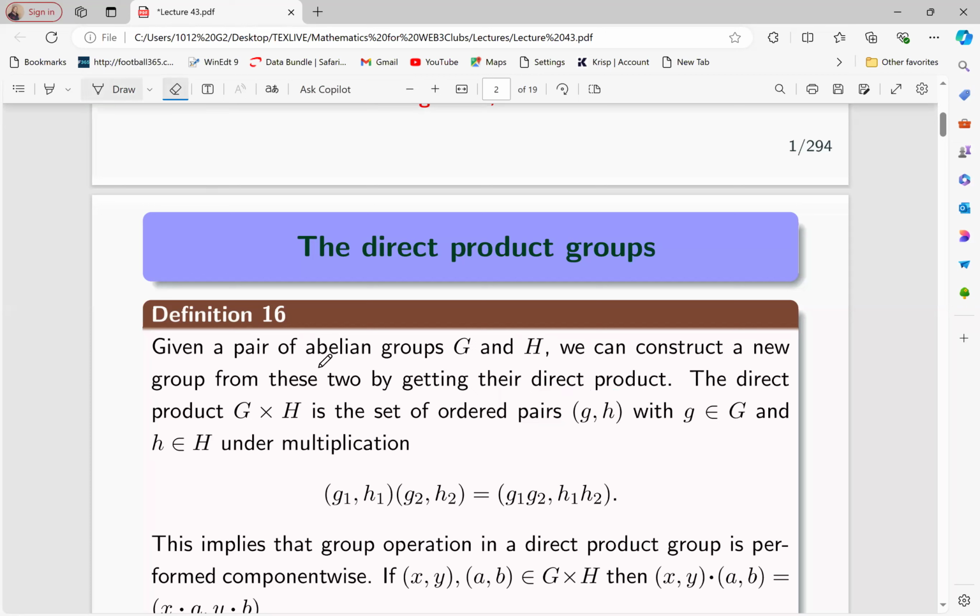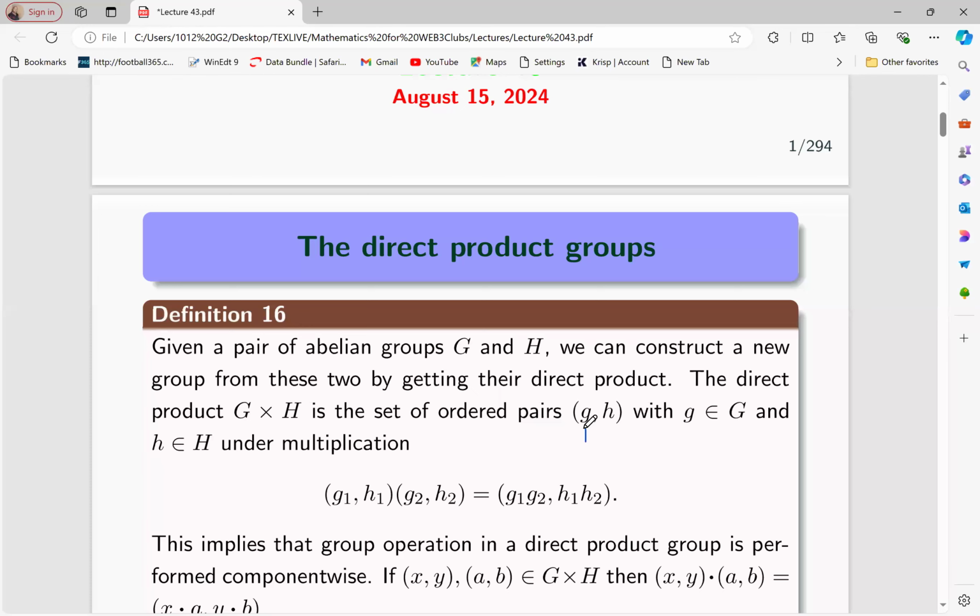Now, what is this? It's just a set of ordered pairs of elements where the first element, g, is from the first group, and h is from the second group H. So when you combine the elements of these two groups, the first element is from the first group and the second element is from the second group. So you come up with the elements of this new group we call the direct product group.